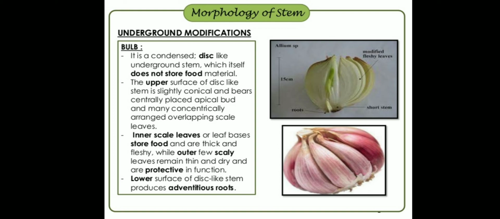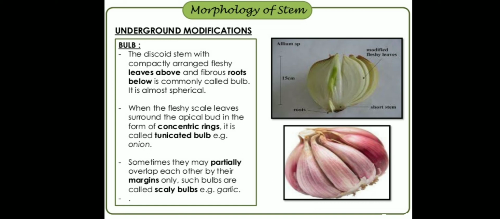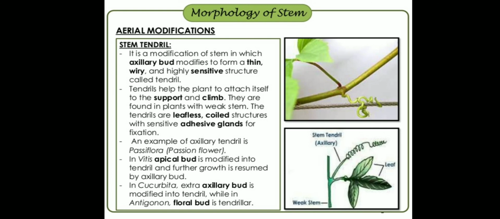The lower surface of the disc-like stem produces adventitious roots. The discoid stem with compactly arranged fleshy leaves above and fibrous roots below is commonly called a bulb. It is almost spherical. When the fleshy scale leaves surround the apical bud in the form of concentric rings, it is called a tunicated bulb, for example onion. Sometimes they may partially overlap each other by their margins only. Such bulbs are called scaly bulbs, for example garlic.